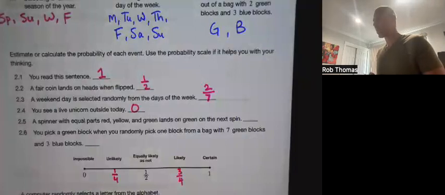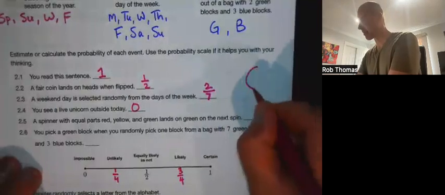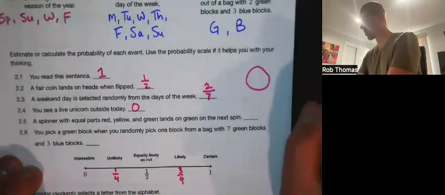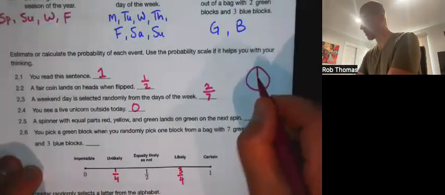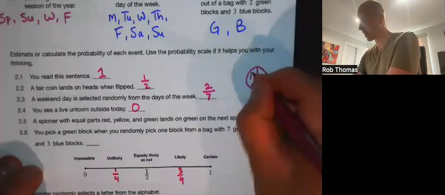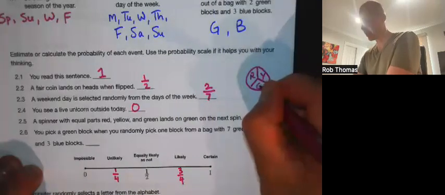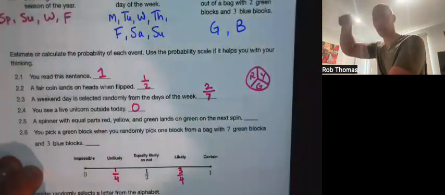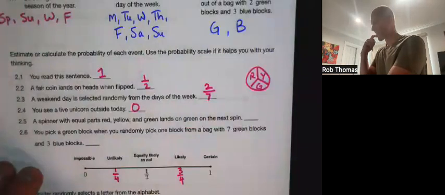2.5, a spinner with equal parts red, yellow, and green. So it's talking about one of these things, like I have at my desk. Equal parts red, yellow, and green. So 3 parts. That looks like this. And you got, I could use colors, but I'm lazy. You got red, yellow, and green, and then you spin, you flick it and spin the little thing. The probability that it lands on green.